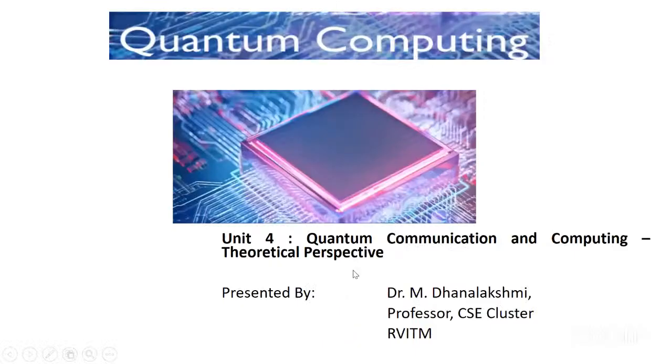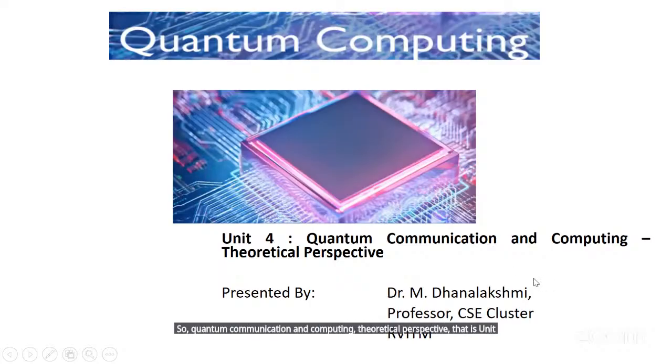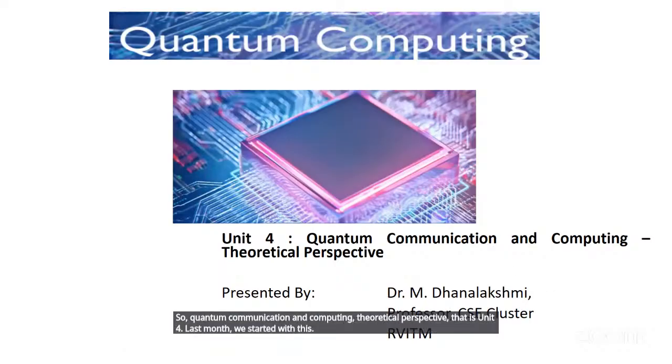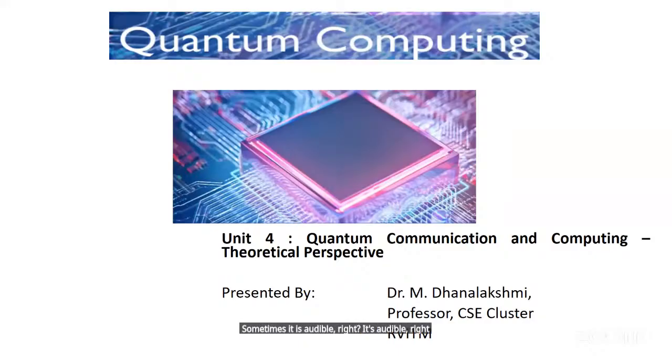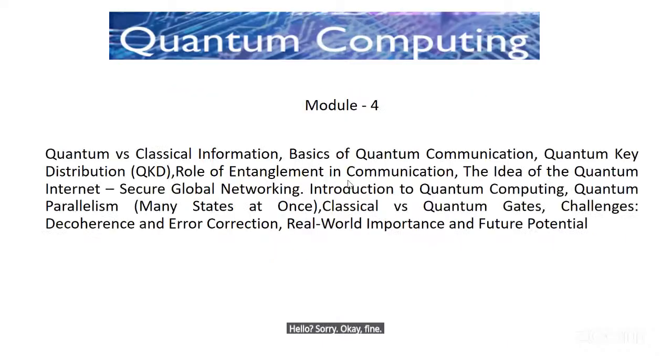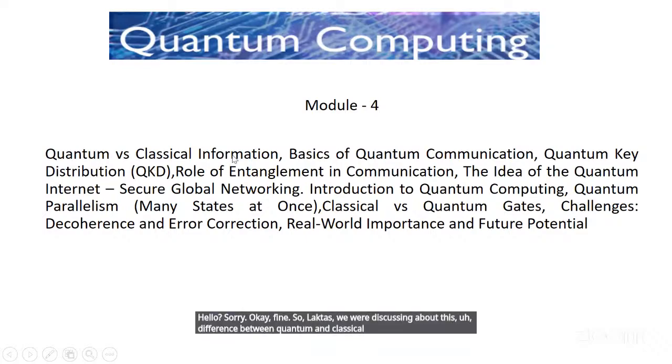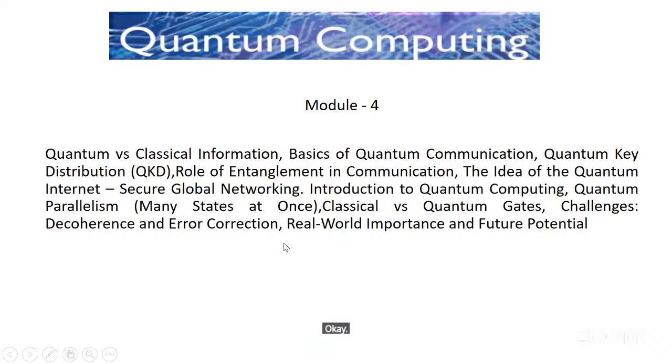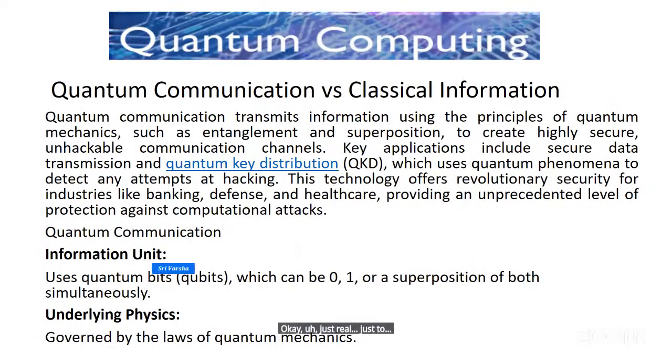So today we are focusing on quantum communication and computing, theoretical perspective, that is unit 4. Last class we started with this. Students, it is audible, right? So last class we were discussing the difference between quantum and classical information. We'll see the overview on this: how quantum communication is going to differ from classical information communication.